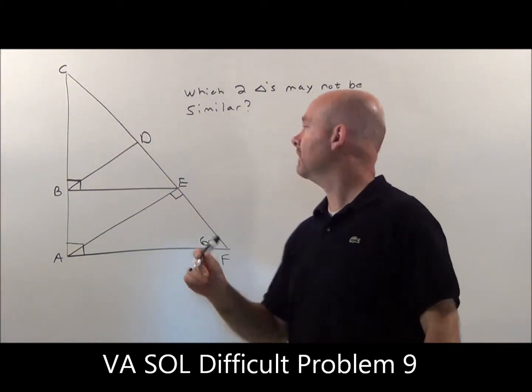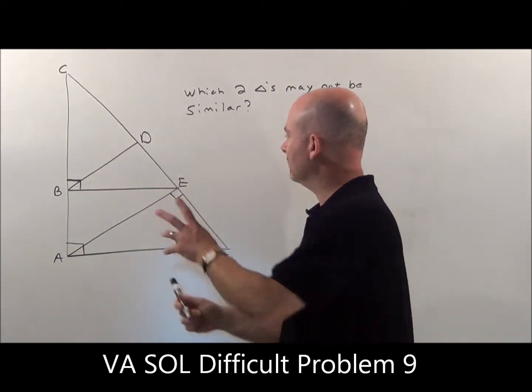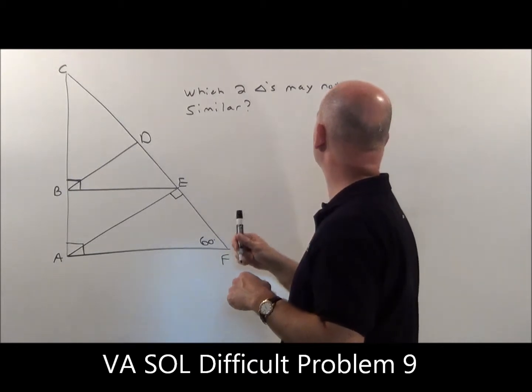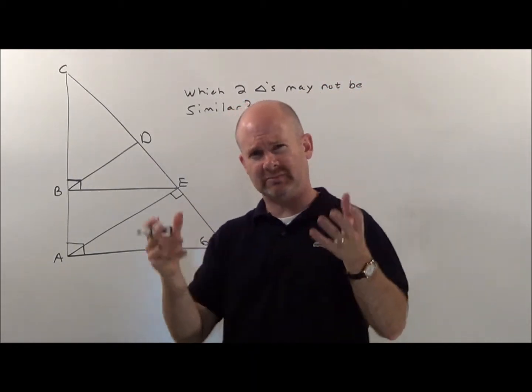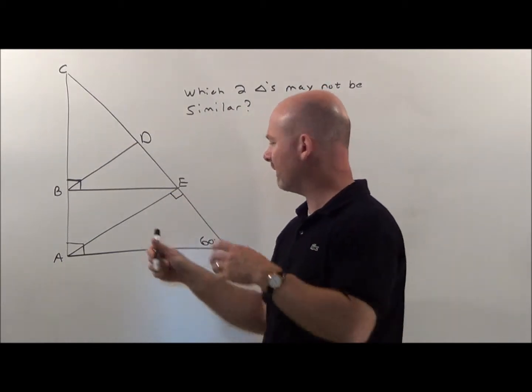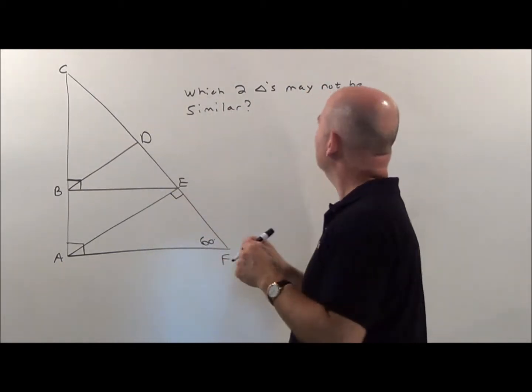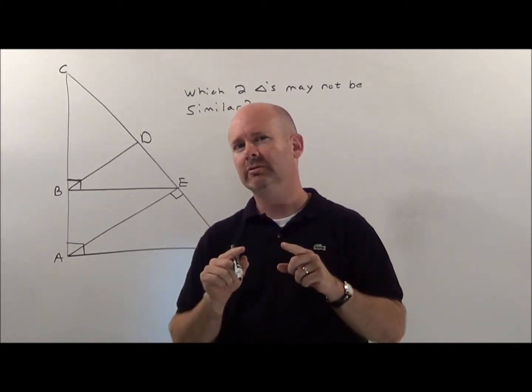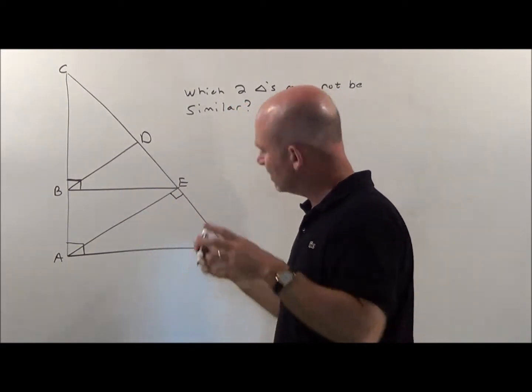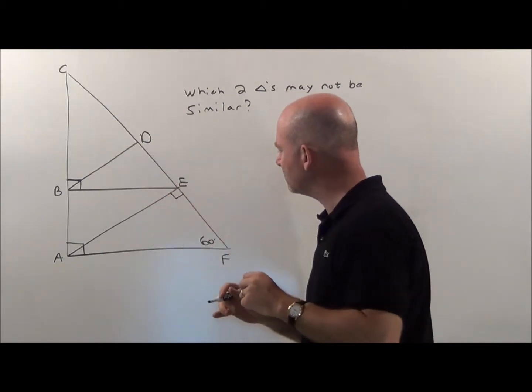Here's a problem that has a lot of different triangles and it wants to know which two triangles may not be similar. Now on the SOL question it gives you a bunch of different options, but let's go through this problem and sort of figure out all we can. If triangles are similar, all their angles will be exactly the same. So let's start putting in some measurements of what we can figure out.